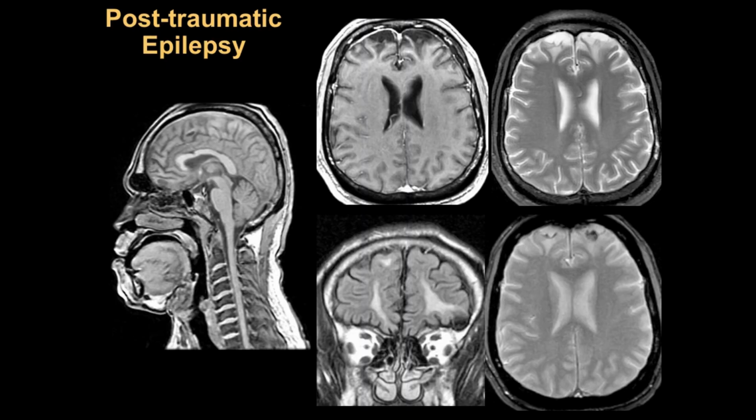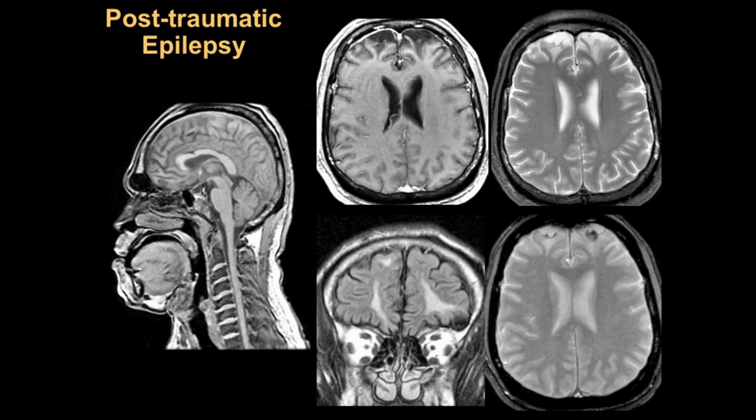Now, what about some commoner things that cause new seizures or epilepsy? This is a patient with post-traumatic epilepsy. Anytime we bang our brain or have a prior infection or a prior stroke or old trauma of any type, we have the potential for gliosis, and neurons can become injured and become a site for epileptogenesis.